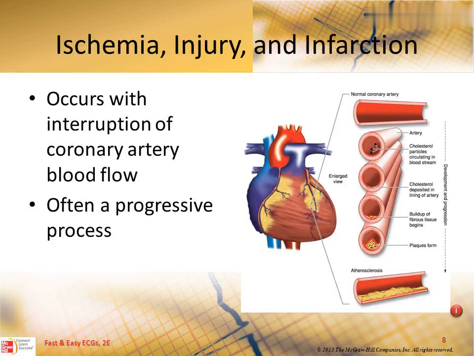Ischemia, injury, and infarction. Occurs with interruption of coronary artery blood flow. Often a progressive process. Instructional point: the progressive process includes: 1. Arteries narrow from atherosclerosis and form plaque. 2. Narrowing causes a decrease in perfusion and ischemia to cells. 3. Causes angina, or ischemia to the muscle cells.